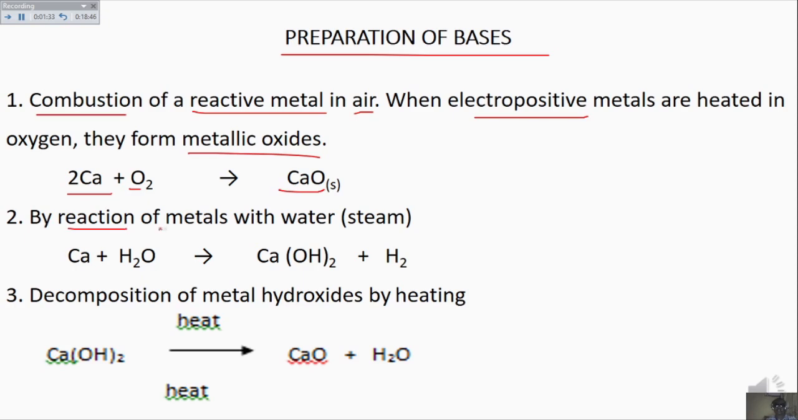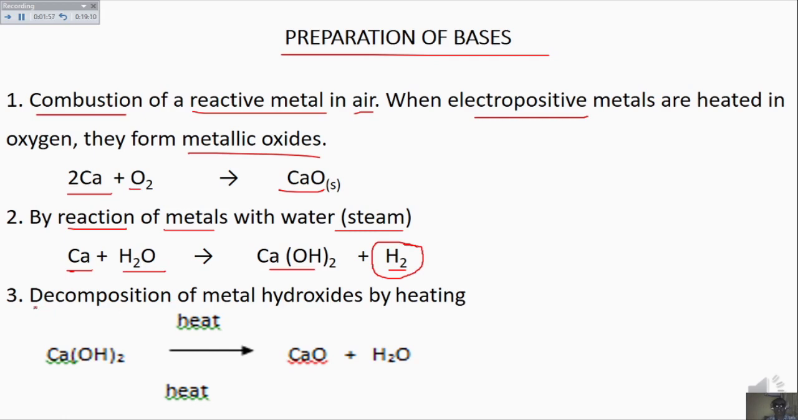Second, reaction of metals with steam. When you react a metal with steam, what are you going to form? You are going to form calcium hydroxide and hydrogen gas. Please note that when metal is reacted with steam, it produces hydrogen gas.